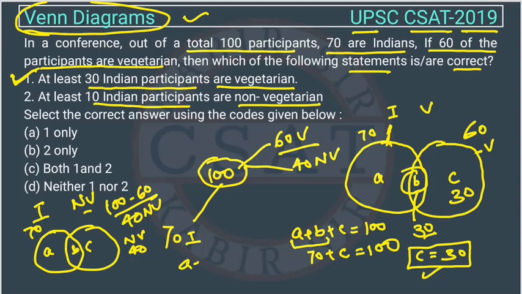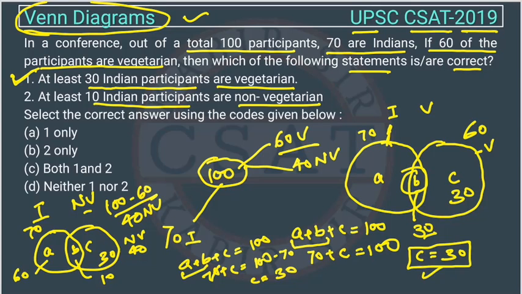So we will say A plus B plus C is how much? 100, because total we have 100 participants, right? A plus B is 70. Then C will be how much? C will be, this 70 will go this side, so minus 70. So C will be 30. If C is 30, then B will be 10, right? And A will be 60, because total is 70.